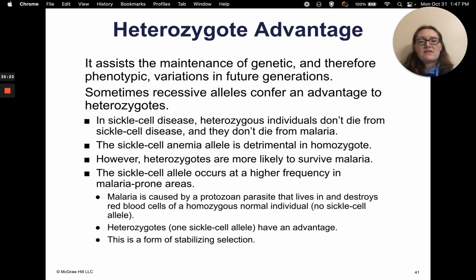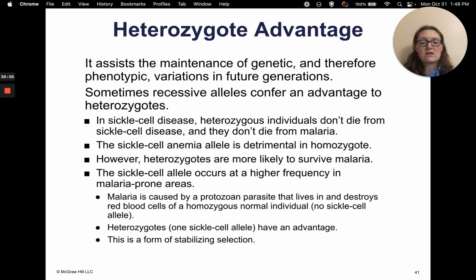So the heterozygous advantage assists the maintenance of genetic and therefore phenotype variations in future generations. Sometimes recessive alleles confer an advantage to heterozygotes. Sickle cell disease: heterozygous individuals don't die from sickle cell disease, and they often don't die from malaria. The sickle cell allele is detrimental in homozygous individuals. However, heterozygous individuals are more likely to survive malaria. So if you have sickle cell in a heterozygous form, hiding on that recessive allele, your dominant allele overrides it, and you are more likely to be okay if you got malaria. So that's kind of an advantage of that.